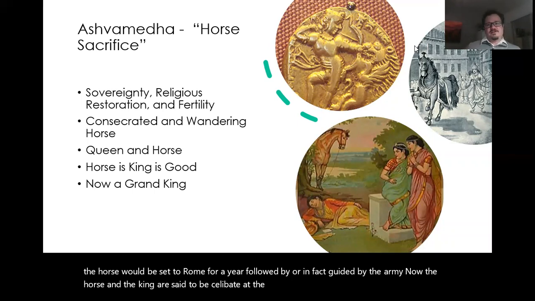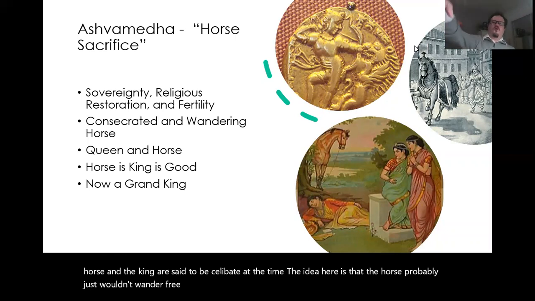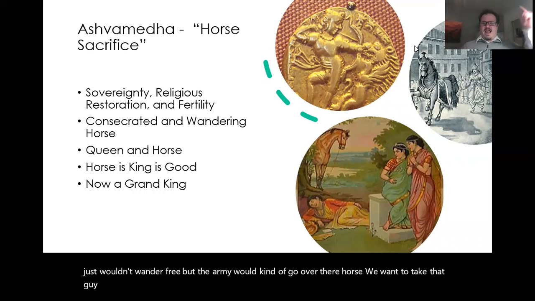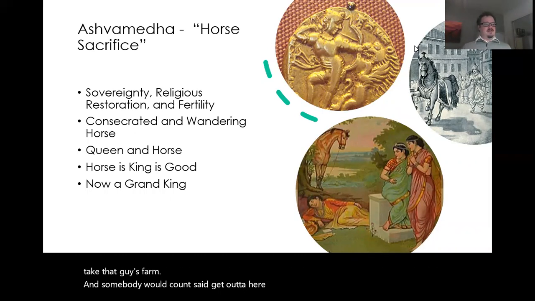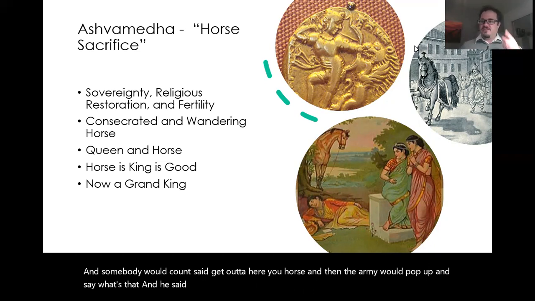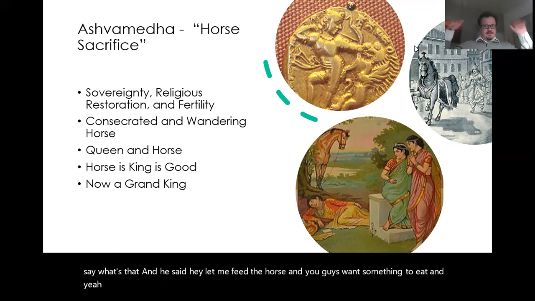The idea here is that the horse probably wouldn't just wander free, but the army would kind of steer it: go over there, horse, we want to take that guy's farm. And somebody would come and say, get out of here, you horse. And then the army would pop up and say, what's that? And he'd say, oh, hey, let me feed the horse. And you guys want something to eat? Don't kill me. I respect the king who rules over this army.